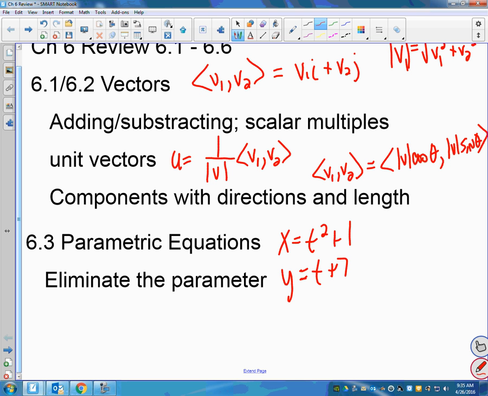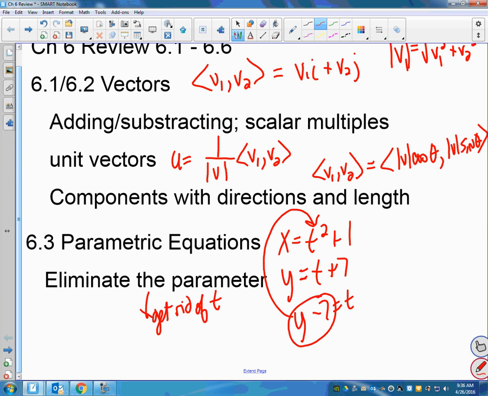This is where you have to make a graph. This is where you have to eliminate the parameter, which means you write it back in terms of just x and y and not t, right? What does parameter mean, to get rid of t? So that's where you have to decide which one's easier to solve for. And on this one, y would definitely be easier to solve for. So I would say y minus 7 equals t, and then I would take that and plug it in up here. So eliminating the parameter, I would get x equals y minus 7 squared plus 1.